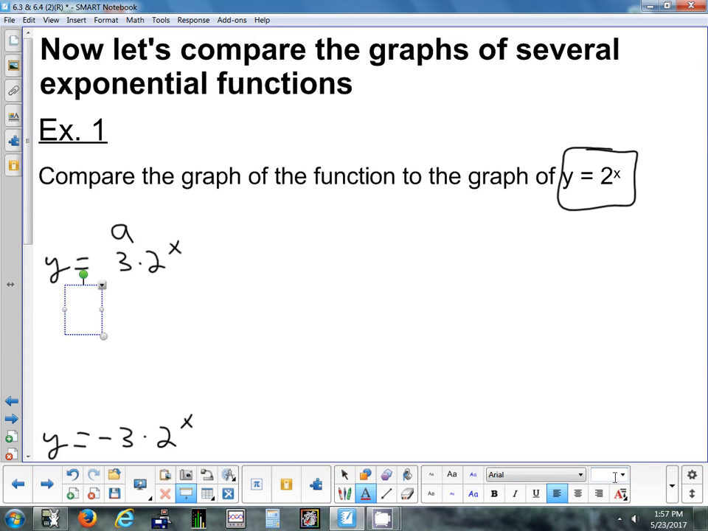So is 3 between 0 and 1, or is 3 greater than 1? 3 is greater than 1, right? It doesn't really matter, we're still going to use the same sentence. What would we write for our sentence? Is it going to have one part or two parts? One. How come? It's not negative, right? What would we write for our sentence?